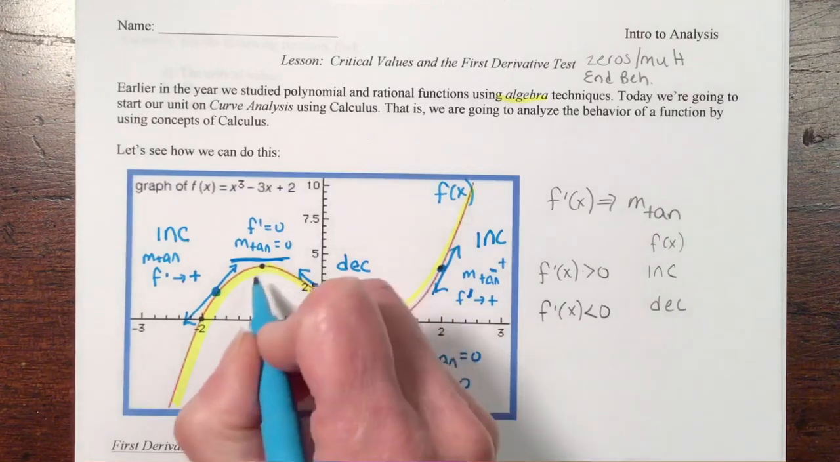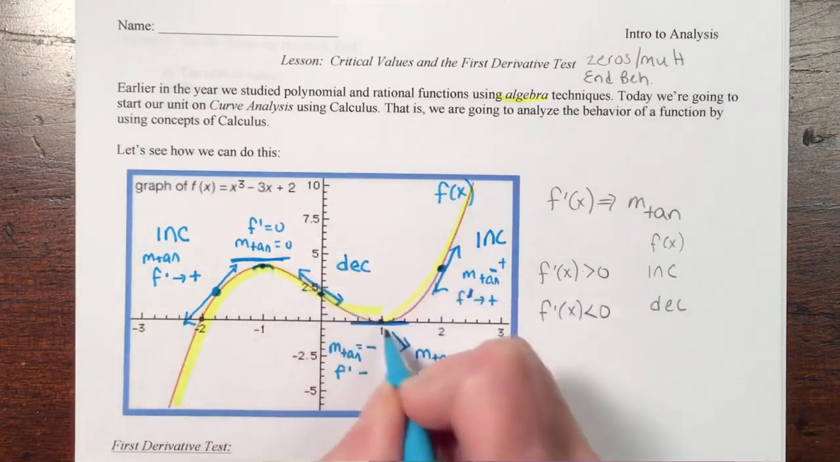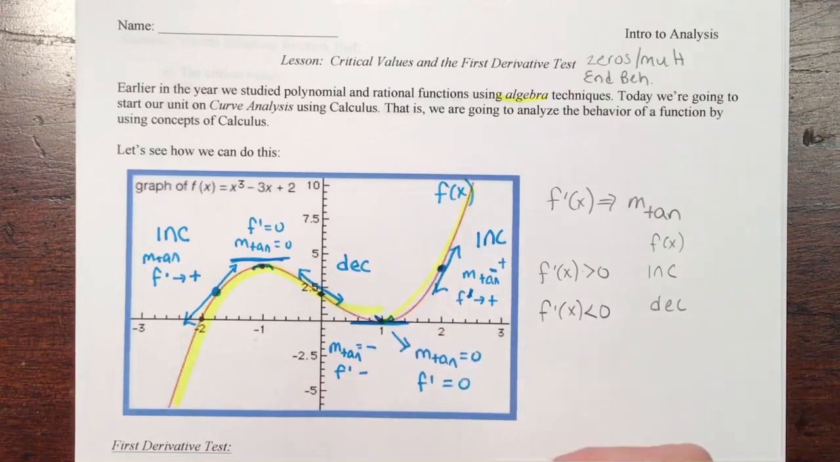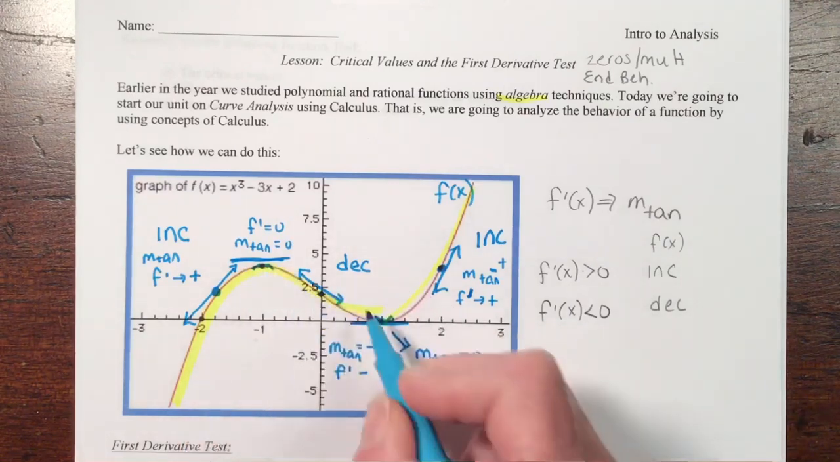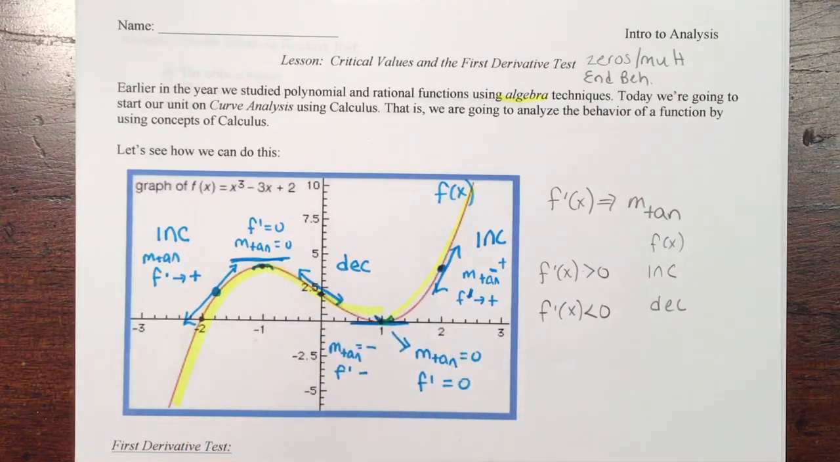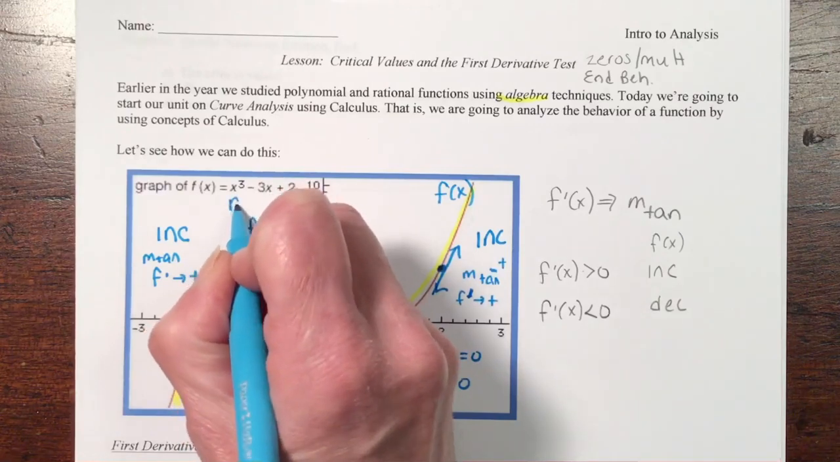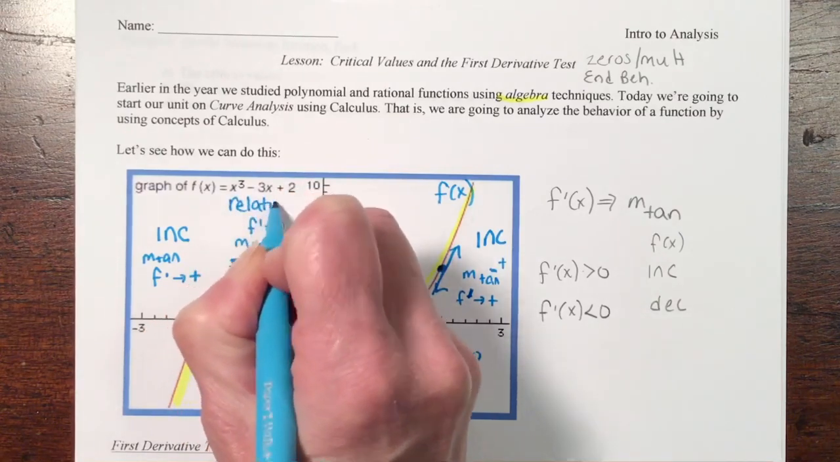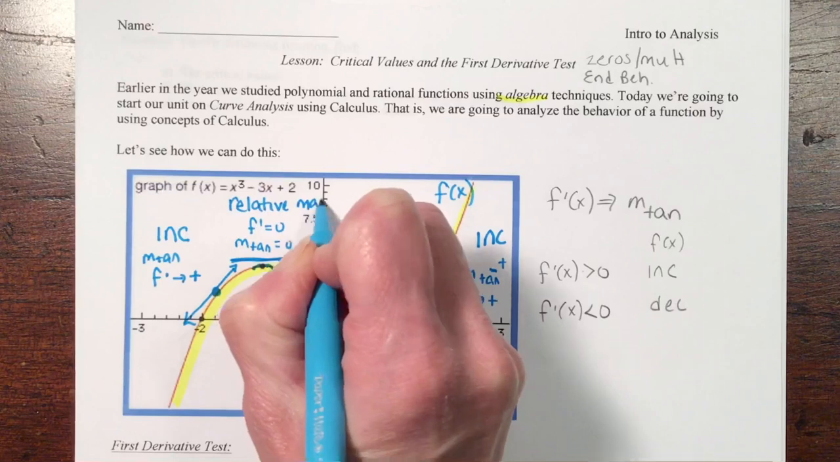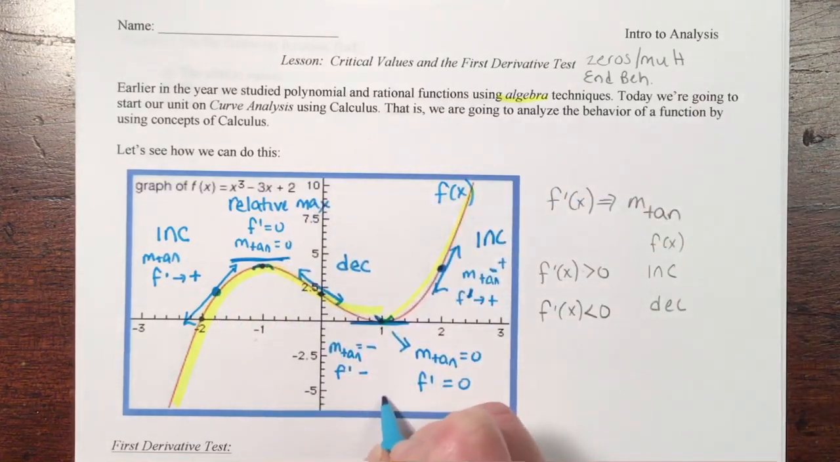Okay, and a pretty important thing is happening here. We have turning points in our graph. Anytime we have a turning point, that means our graph can have either a maximum or a minimum value. We're going to refer to these in calculus as relative maximum values or relative minimum values. And we'll describe them a little bit in more detail in a few minutes.